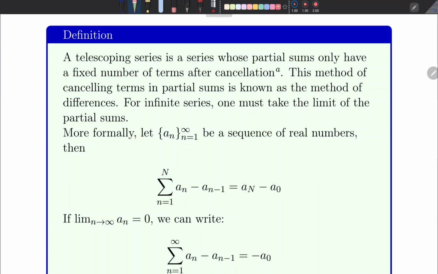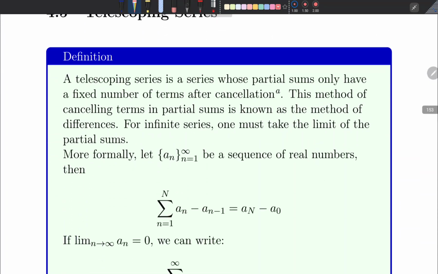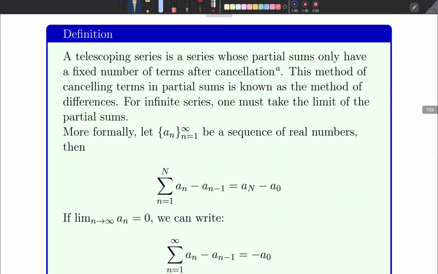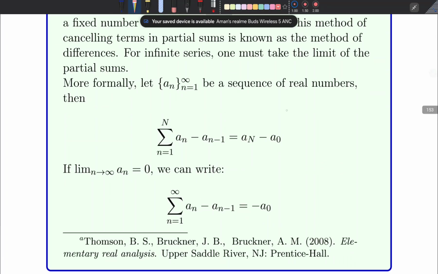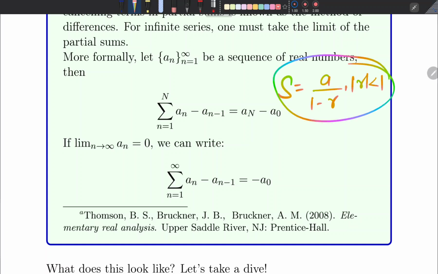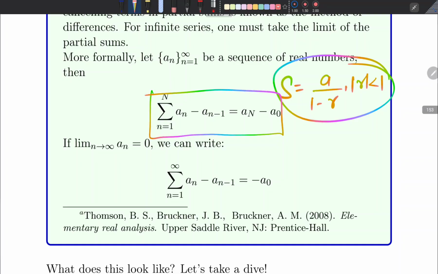You know what? We were talking about the geometric sums, the formula for geometric sums, as we did it. So it was S equals A over 1 minus R, provided that the absolute value of R is less than 1. So we found this formula using the telescoping series only. Just take a look at this. Right.